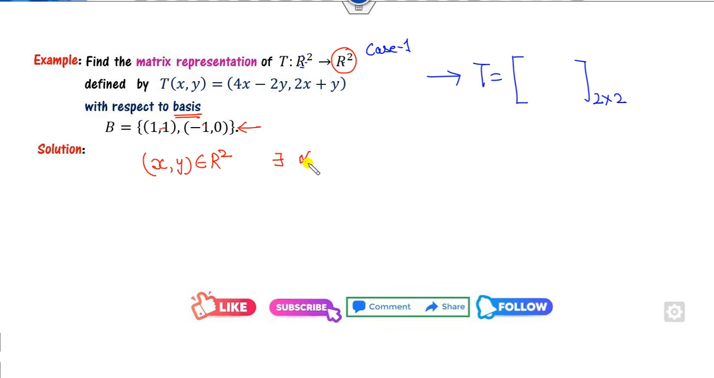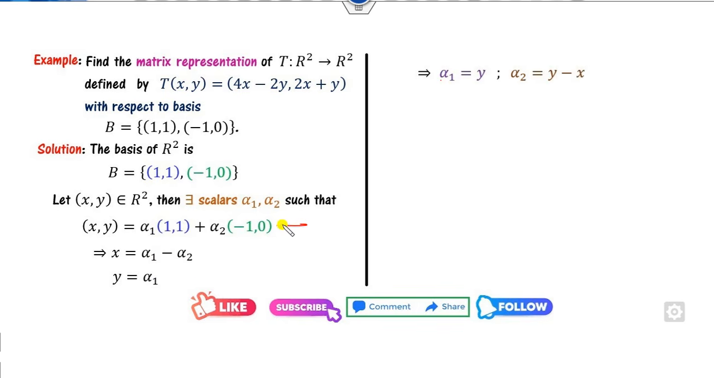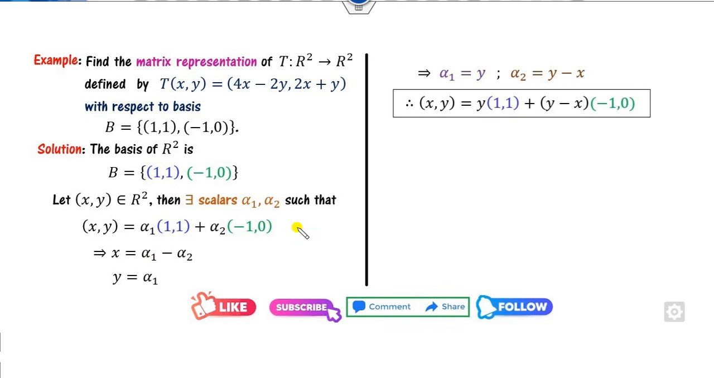So therefore there exist alpha 1 and alpha 2 such that this x comma y can be written as a linear combination of this. I can equate the coefficients. X will be alpha 1 minus alpha 2. Y will be alpha 1. So can you solve these values? You can easily see that alpha 1 is y and alpha 2 will be y minus x. Fine. So substitute this value of alpha 1 and alpha 2 in this expression. You will get this x comma y.